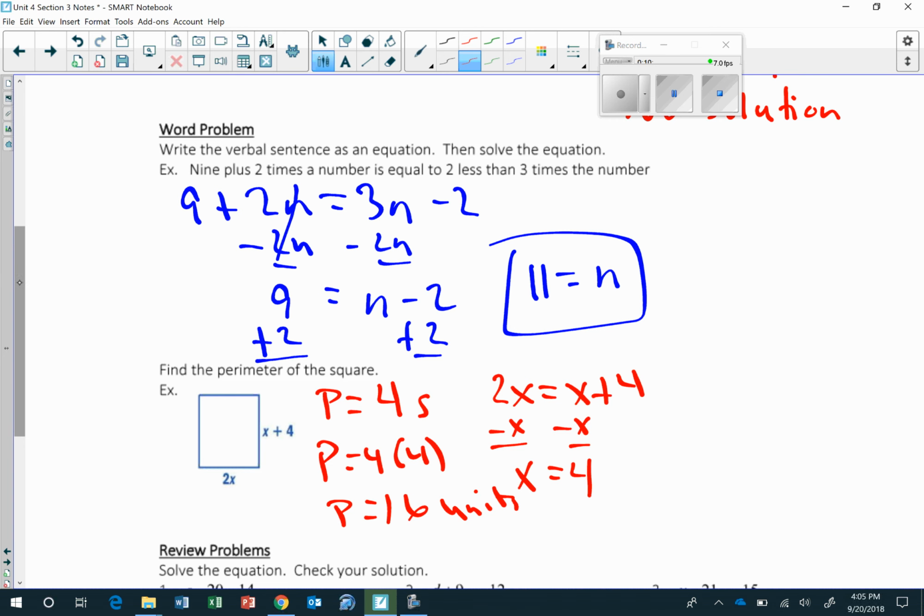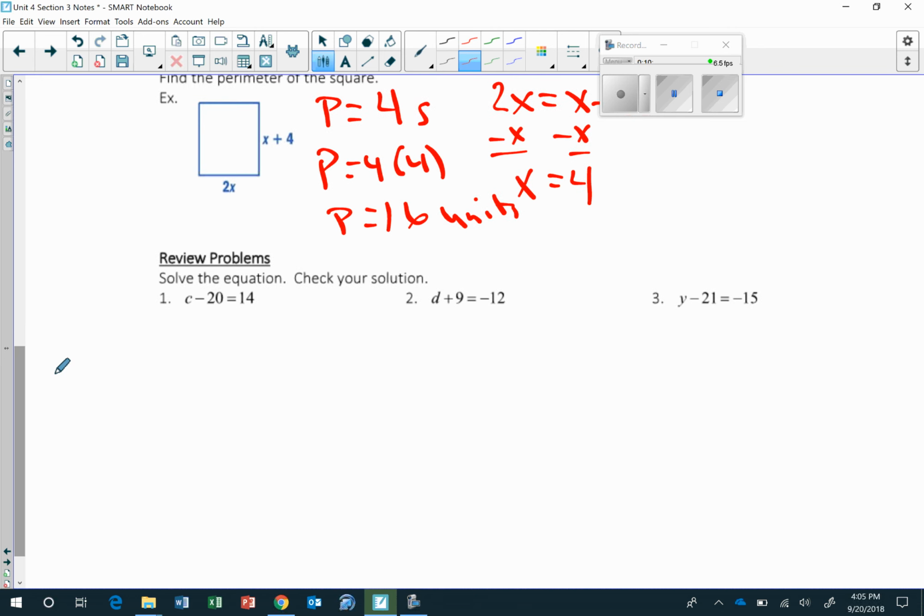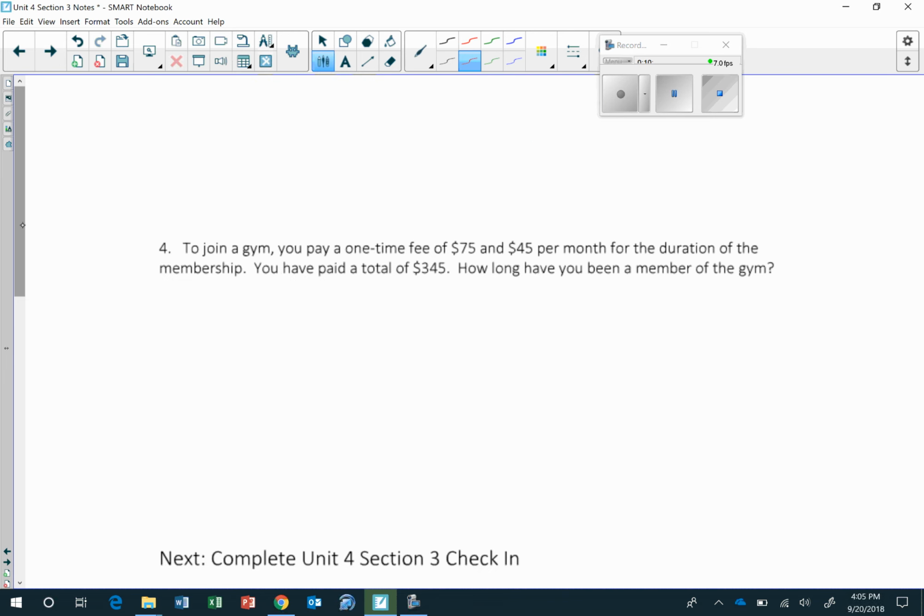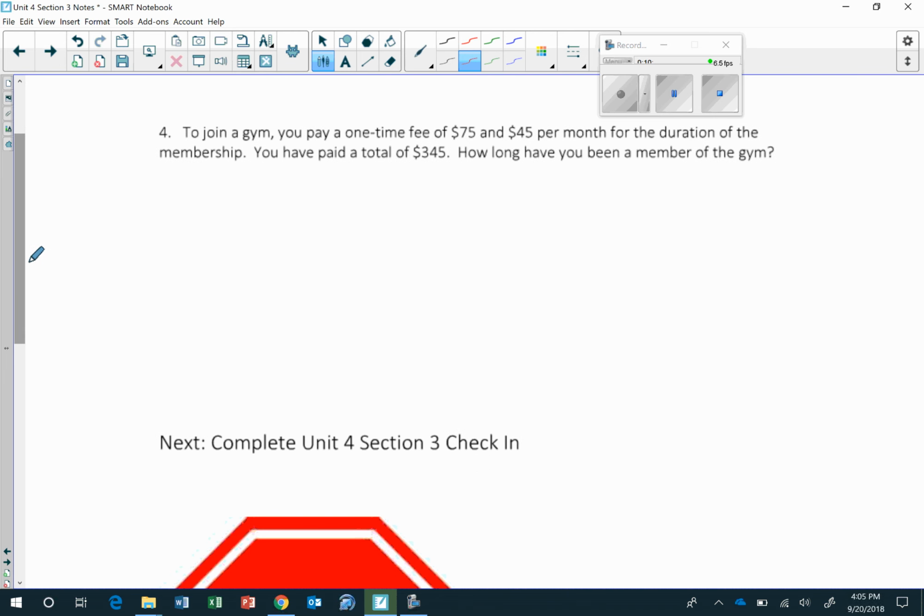All right, that's all the new material for Unit 4, Section 3. You do have some review problems that are just solving one-step equations, so that's going back to Unit 3. And then on the last page, there's a word problem for you to work that's going to wind up being a two-step equation. So make sure you complete those review problems as well. As always, just ask questions if you have them. And that's all for the Unit 4, Section 3 video.